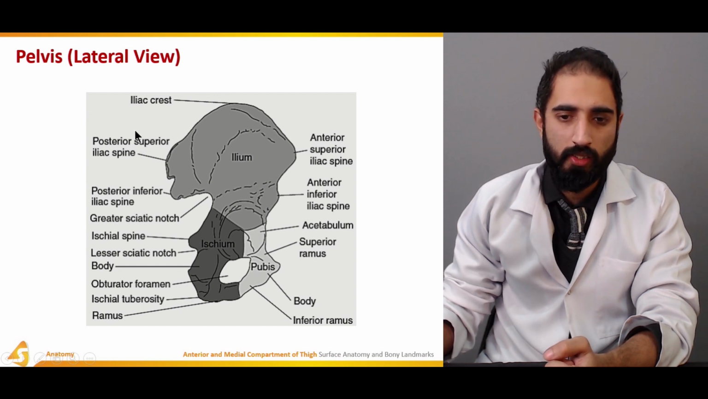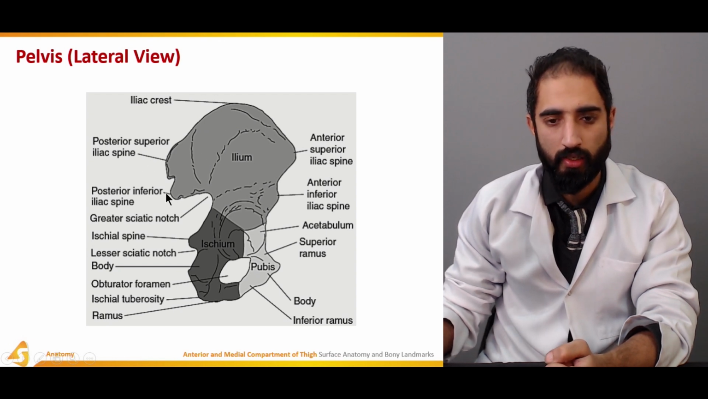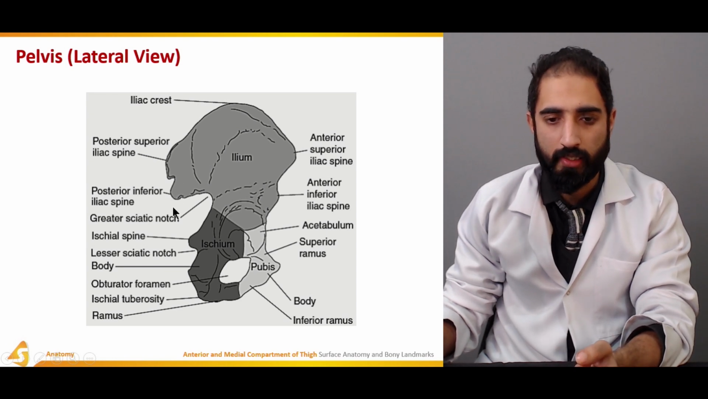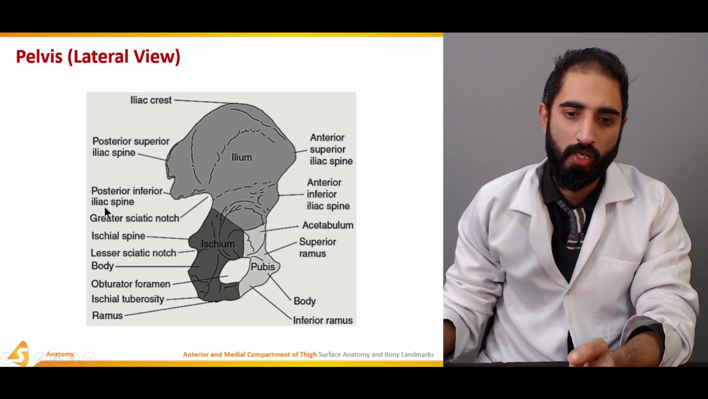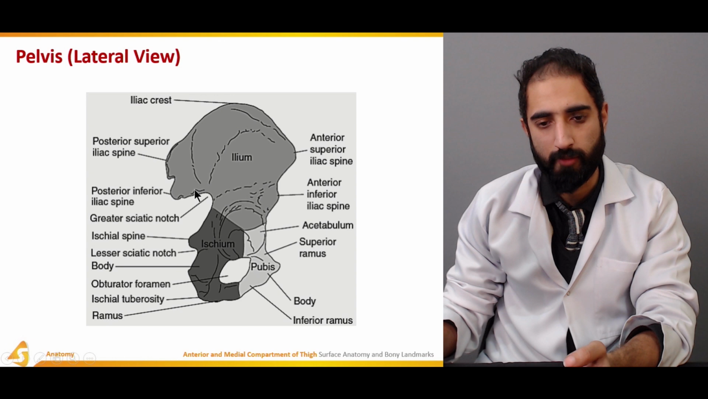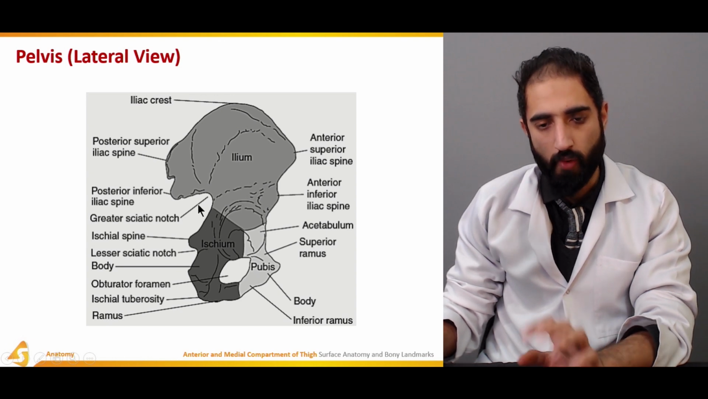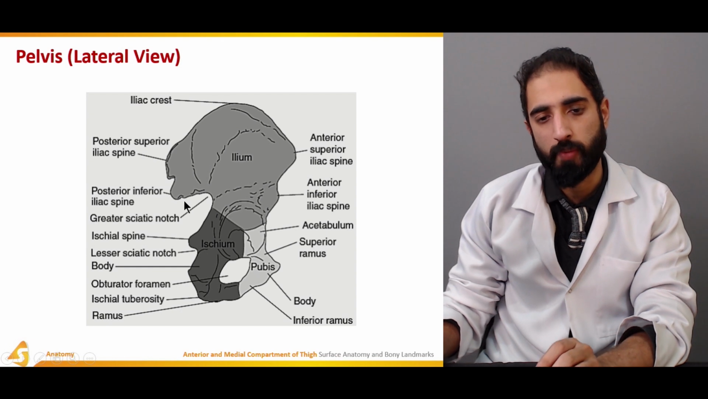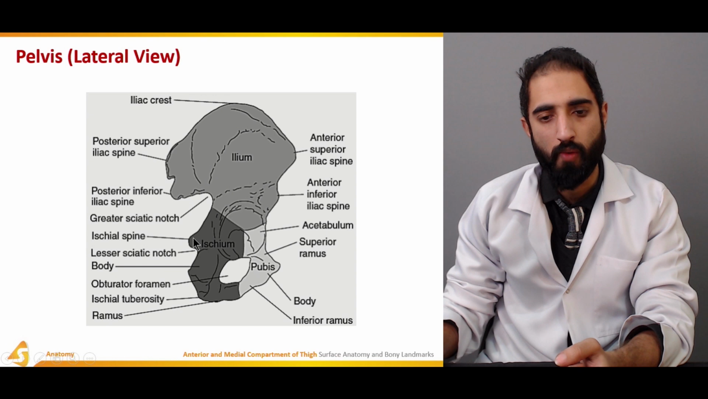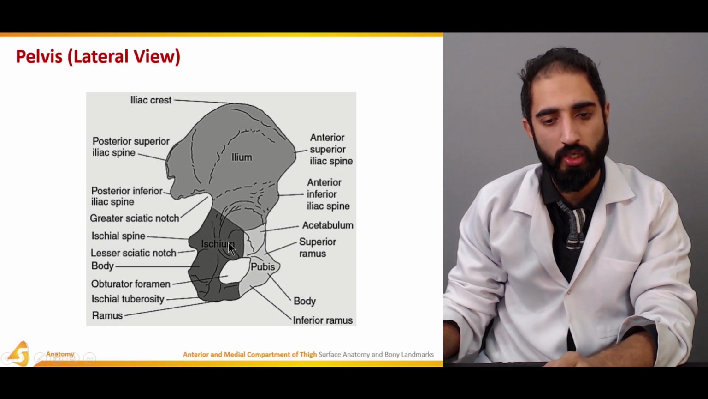Now, just beneath the posterior superior iliac spine, we have the posterior inferior iliac spine, and beneath the posterior inferior iliac spine and superior to the ischial spine, in between these two spines, we have the greater sciatic notch. One important thing to notice in this picture is that the posterior inferior iliac spine is a part of the ilium, whereas the ischial spine is a part of the ischium.